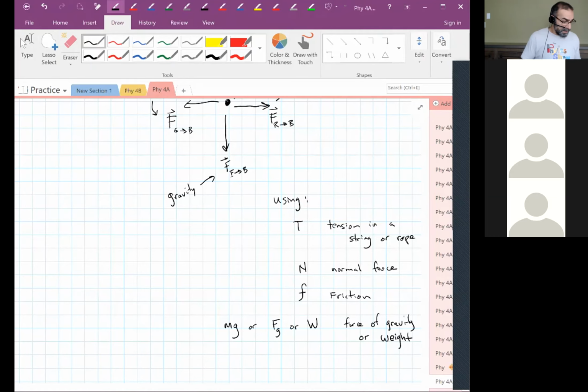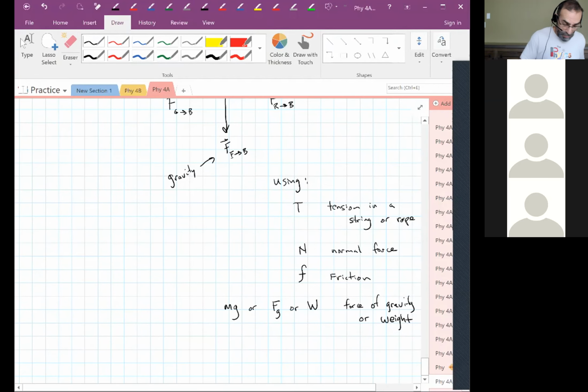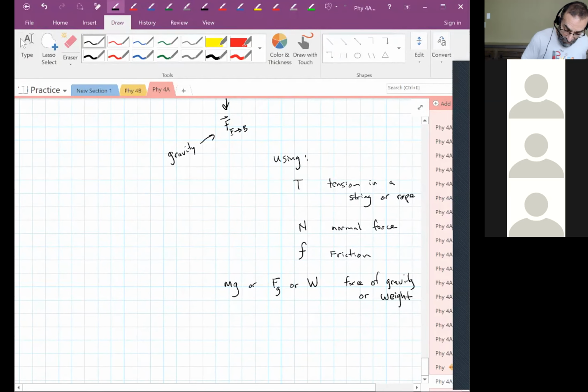Okay, so those cover a few examples that pop up a lot: normal force, gravity, friction, tension in a string. But sometimes we just have a force we need to account for, some other kind of force. So we'll just use F as sort of our catch-all generic force, any other force.